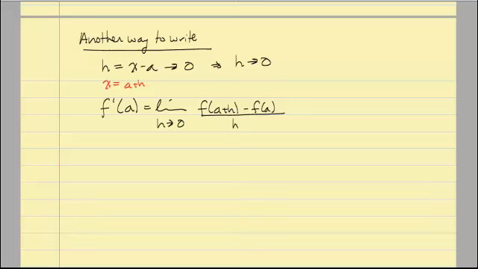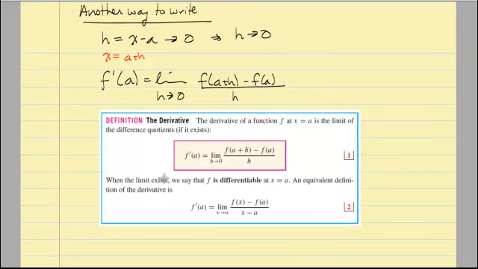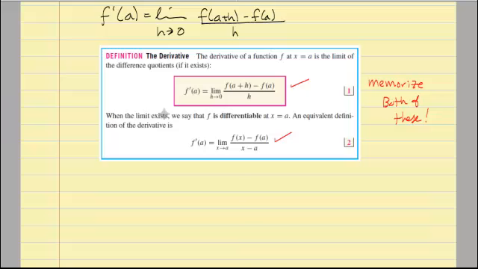Now from your textbook, let's go ahead and look at their definition. The textbook definition shows this difference quotient right here that we just got done talking about, and we'll definitely want to memorize this. So this is one method of finding the derivative of a function at a particular point. This is another way that we can do that, and this is called finding the derivative. These will definitely need to be memorized. And we'll have another one that we'll be working with soon too as well. But for the most part, for this section, that's what we want to be looking at.